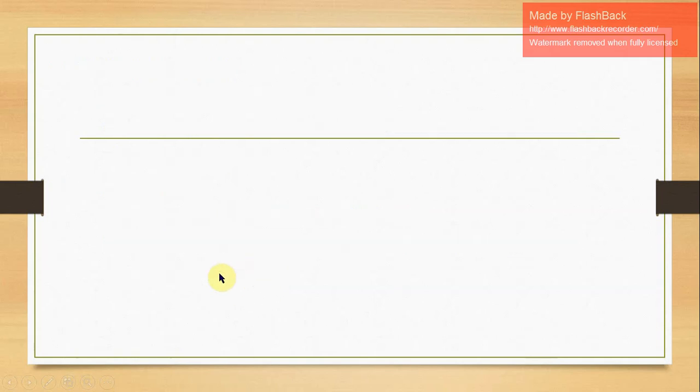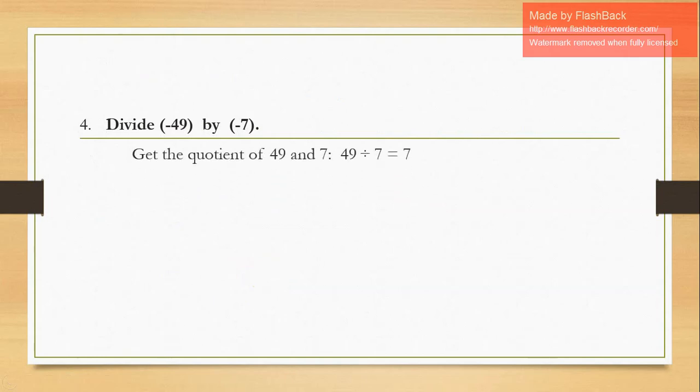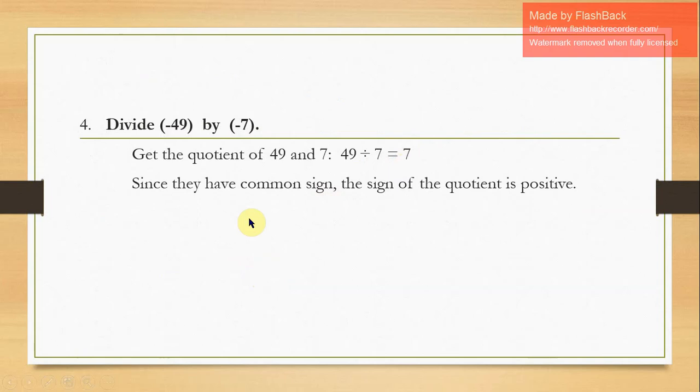Next example. Divide negative 49 by negative 7. First step, divide the number, disregard the sign. 49 divided by 7 is equal to 7. Since they have common sign, which is negative, the sign of the quotient is positive. Hence, negative 49 divided by negative 7, typographical error po, is equal to positive 7.